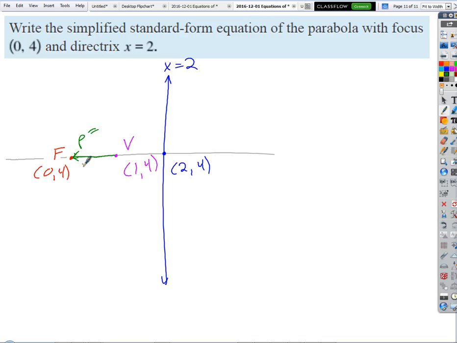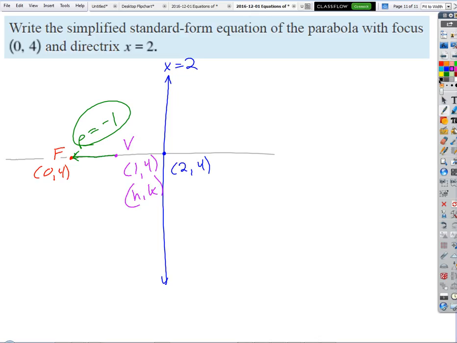Okay, so the value is just how long it is, right? So how long is that vector? If it's starting at x equals 1 and it's moving to x equals 0, it's 1, and what's the sign? Negative, because it's pointing in the negative direction. Good. So now we got everything. We got p, and we got h and k, because those are the coordinates of the vertex, right?